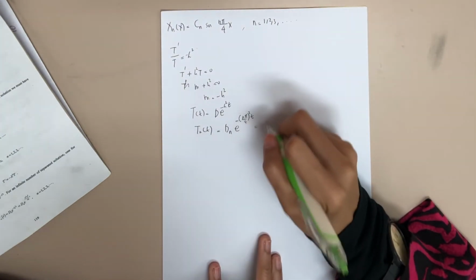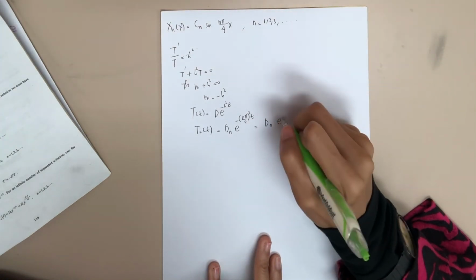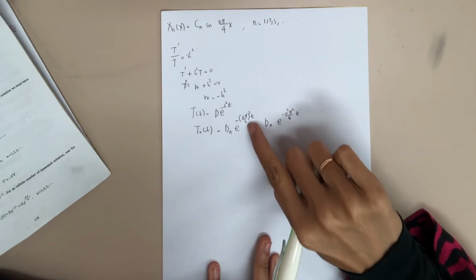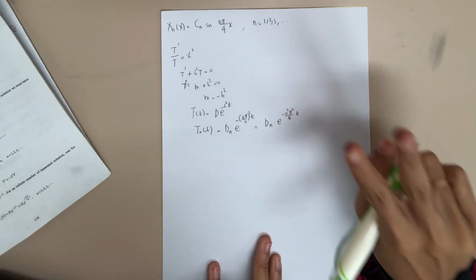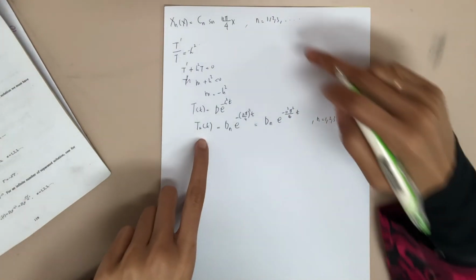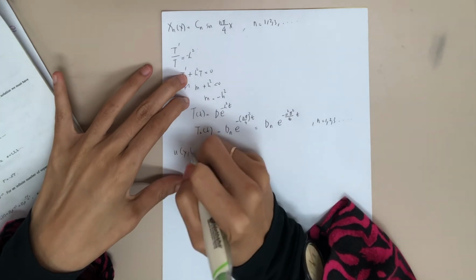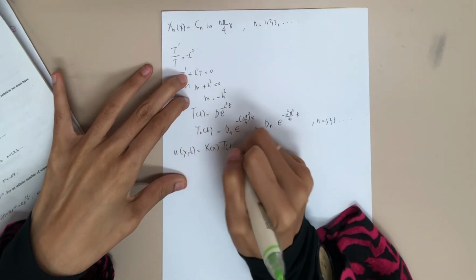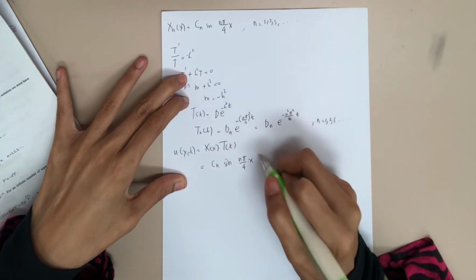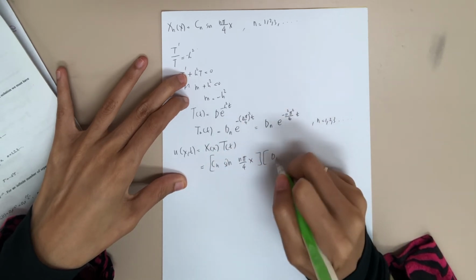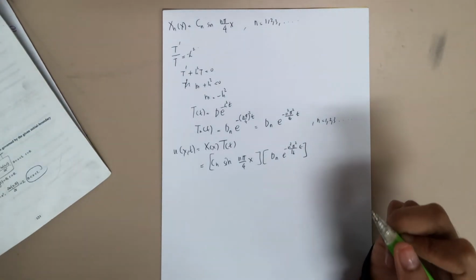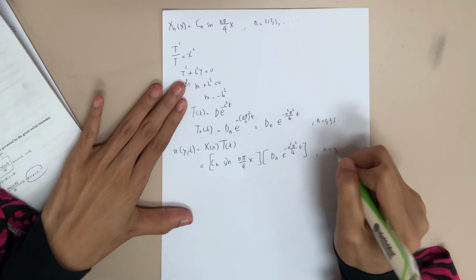If I simplify this one, I will get negative n square pi square over 16 t, because 4 to the power 2 is 16, and n equals 1, 2, 3, dot, dot, dot. So this is the t equation, and this is the x equation. You need to substitute into your x t equation. So your x equation is Cn sin n pi over 4 x, times Dn e to the negative n square pi square over 16 t, and n is 1, 2, 3, 4.